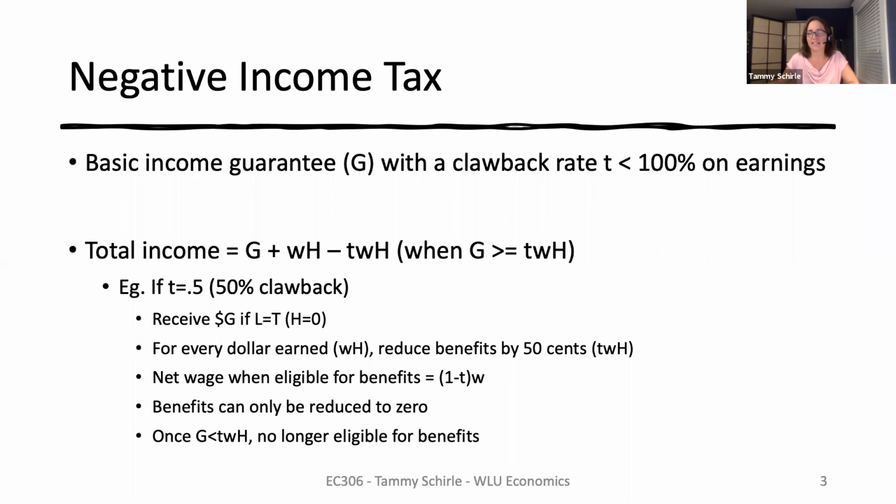This is setting T equal to 0.5. A person has an income guarantee of G dollars if they don't work at all. If they work 1 hour and earn the wage W, they would get that dollar but reduce their benefits by 50 cents. Their net wage then is an after-tax wage, or 1 minus TW. The benefits, of course, can only be reduced to 0, at least in how we normally think of such programs, so that once the minimum guarantee G is less than the taxed back earnings, the person is no longer eligible for the benefits at all.